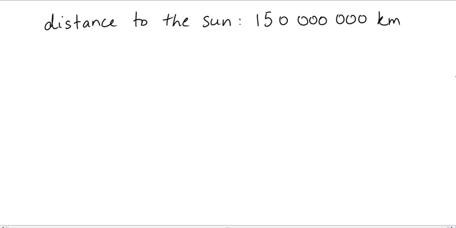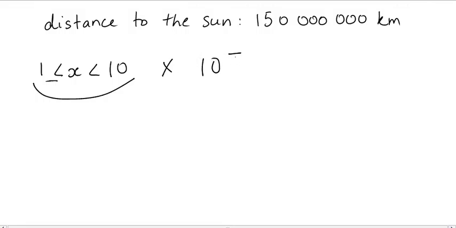Let's take a look at how we would write something that's in standard notation and turn it into something that's in scientific notation. Let's take, for example, the distance between the Earth and the Sun, which is 150 million kilometers. To write this in scientific notation, we want to write it as a mantissa, a number that is greater than or equal to 1 and smaller than 10, multiplied by 10 to the power of something.